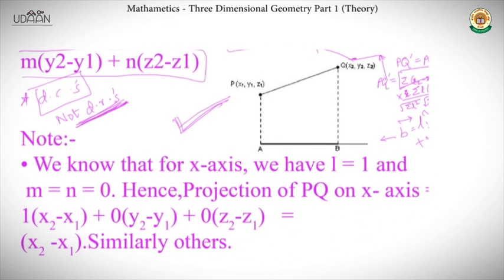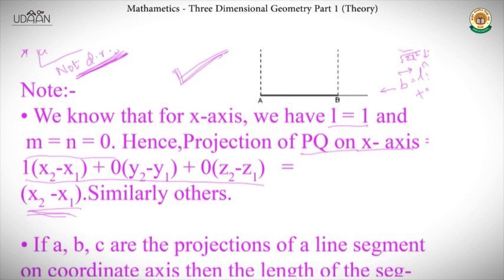Now, we must note here that for the x-axis we have L equal to 1 and M and N as 0. So the projection of PQ on the x-axis is simply x2 minus x1. Similarly, we can find the others. So the projection of the line joining 2 points (x1, y1, z1) and (x2, y2, z2) along the x-axis would be x2 minus x1, along y would be y2 minus y1, and along z would be z2 minus z1.